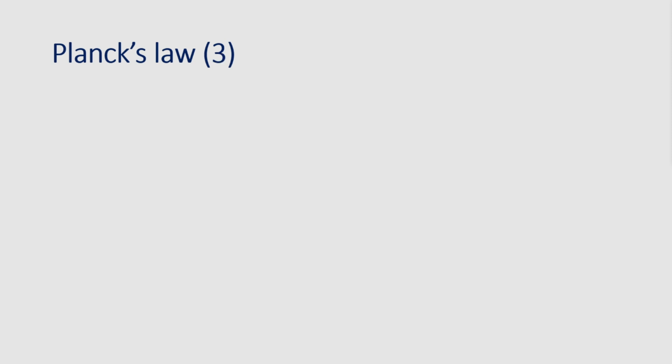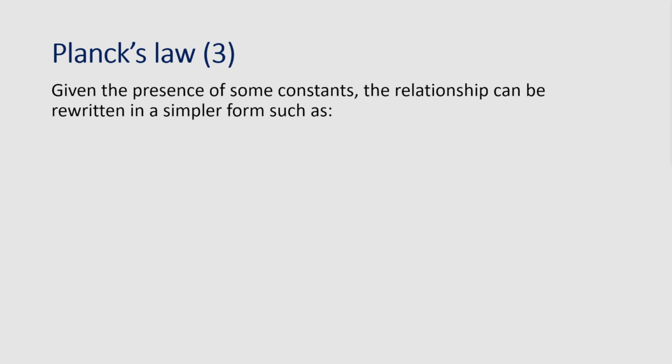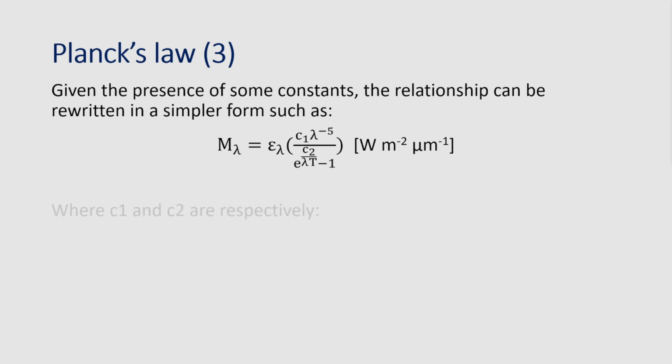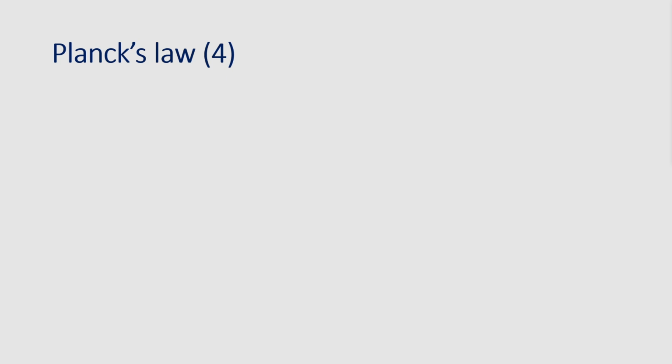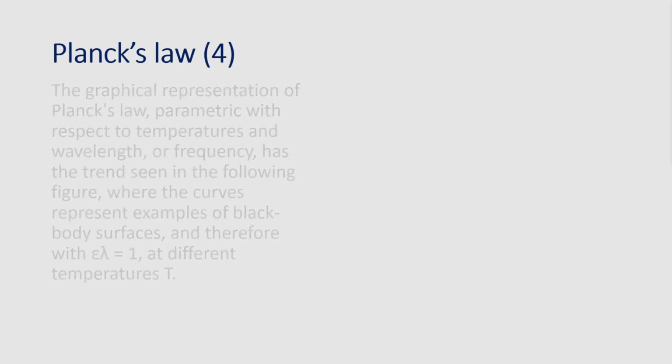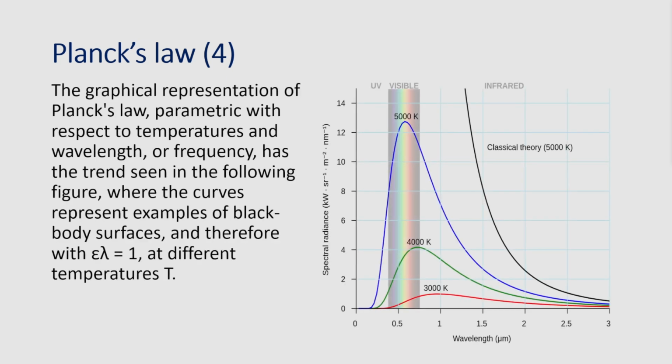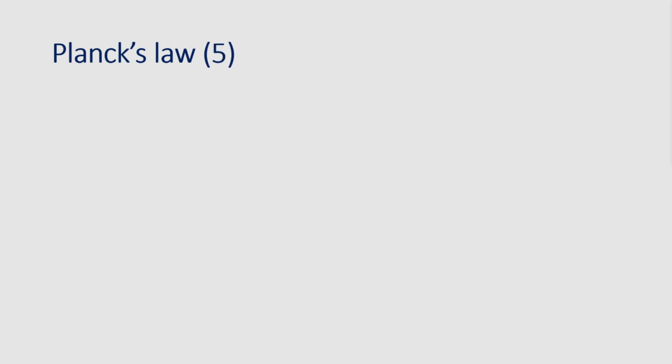Planck's law, 3. Given the presence of some constants, the relationship can be rewritten in a simpler form, where C1 and C2 are constants. Planck's law, 4. The graphical representation of Planck's law, parametric with respect to temperatures and wavelength, or frequency, has the trend seen in the following figure, where the curves represent examples of black body surfaces, and therefore with emissivity equal to 1, at different temperatures T.